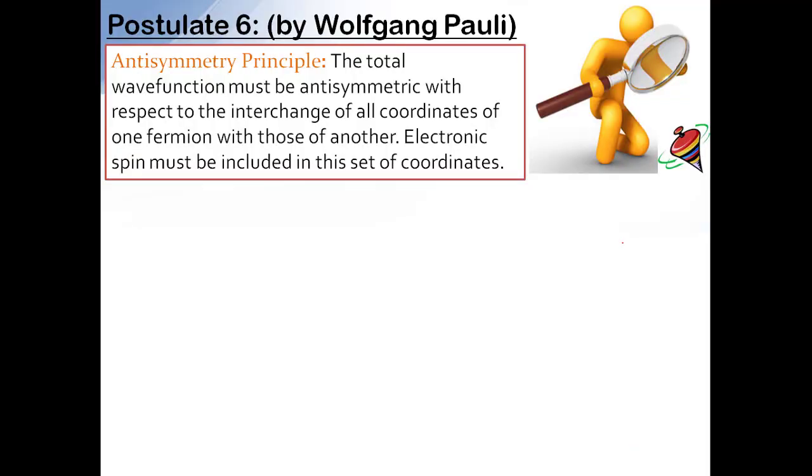Moving on to the 6th postulate, that is given by Wolfgang Pauli. Yes, the same scientist who gave Pauli's exclusion principle. And as we go in detail, you will see that Pauli's exclusion principle came from postulate 6. The antisymmetry principle. Now, what is the antisymmetry principle? The total wave function must be antisymmetric. See, this is important. The total wave function must be antisymmetric with respect to the interchange of all the coordinates of one fermion. What is a fermion? We have already seen in the first video classes.